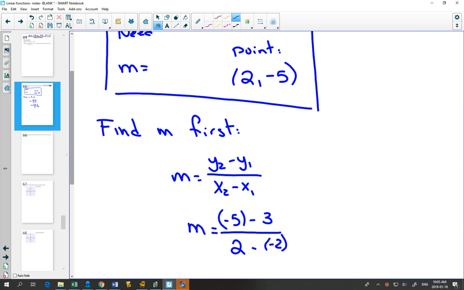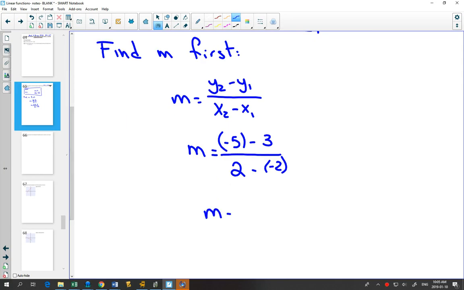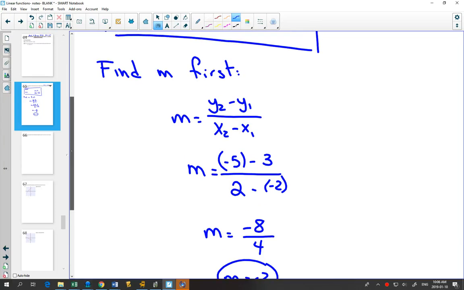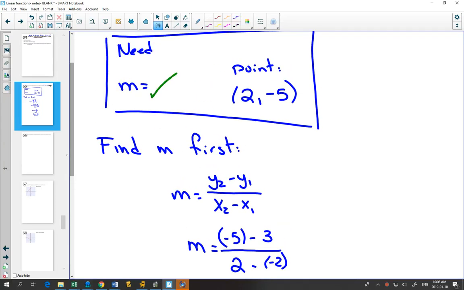Don't make any mistakes with your adding and subtracting negative numbers. Can you see on the top that you will get negative 8? And on the bottom, 2 minus negative 2, minus a negative is like adding, is 4. And this simplifies to m equals negative 2. I'm just going to put a check mark there to say we got it. Because later, when you study your notes, you might see that and say, how do I know that? So the check mark says, I just figured that out.